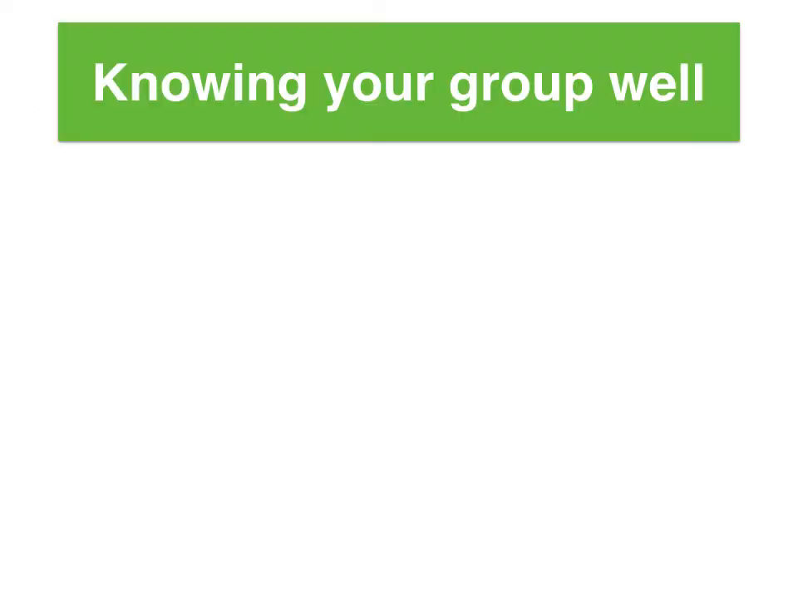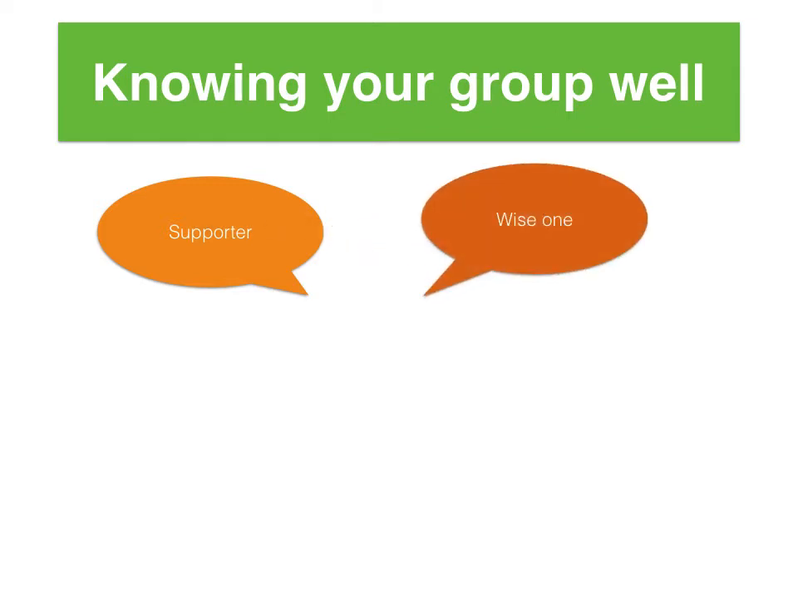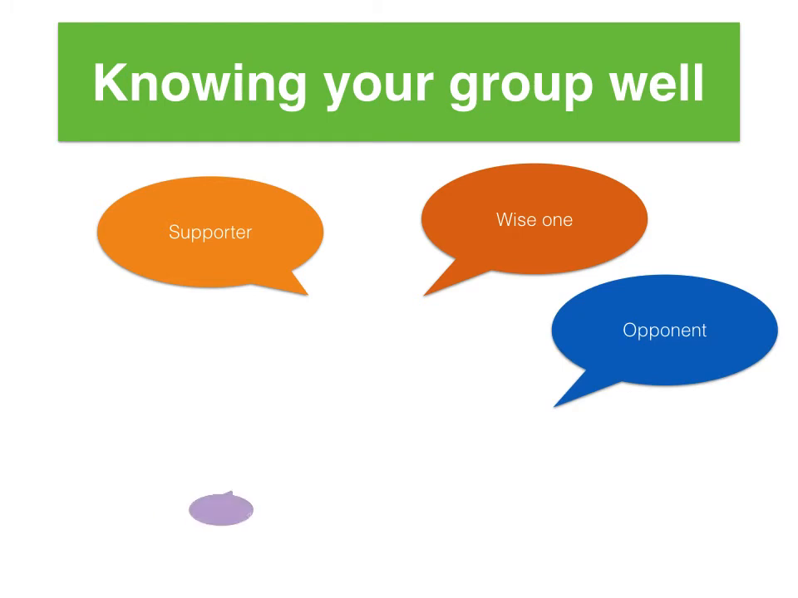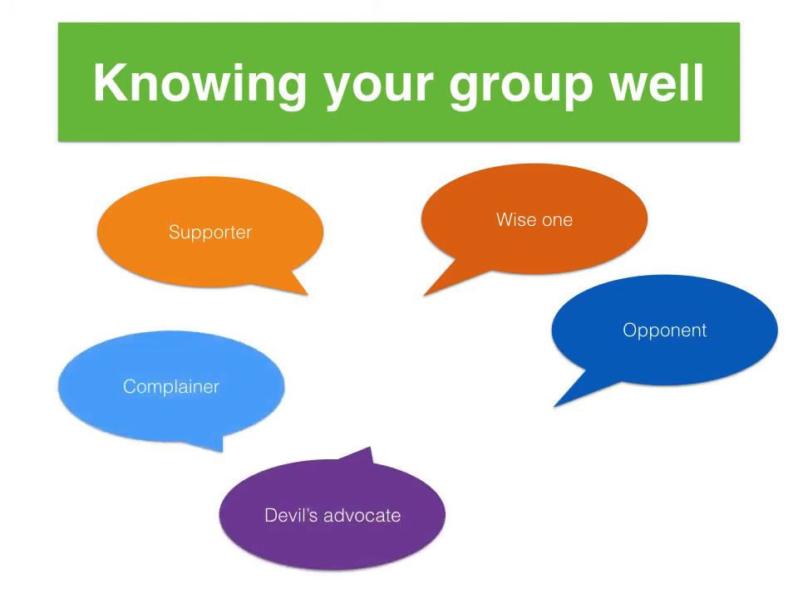In this lesson, we will learn what are the typical roles that people might play in a meeting. As a facilitator, it is important to have some awareness about these different roles, so that you'll be able to run the meeting as smoothly as possible and be able to reach the best outcome. We will cover 6 major different roles commonly found in meetings: supporters, wise ones, opponents, devil's advocates, complainers, and pot plants.